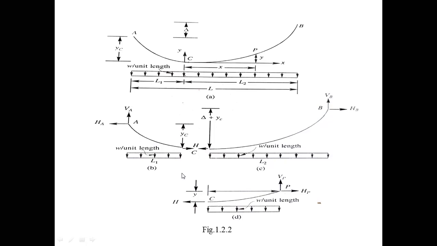So L2 minus L1, that means the L2 portion is greater than L1 when support B is higher than support A. So when support B is higher than support A, what will happen? L2 is greater than L1. So hence the absolute maximum value will occur at the higher support. What do you understand? The maximum.